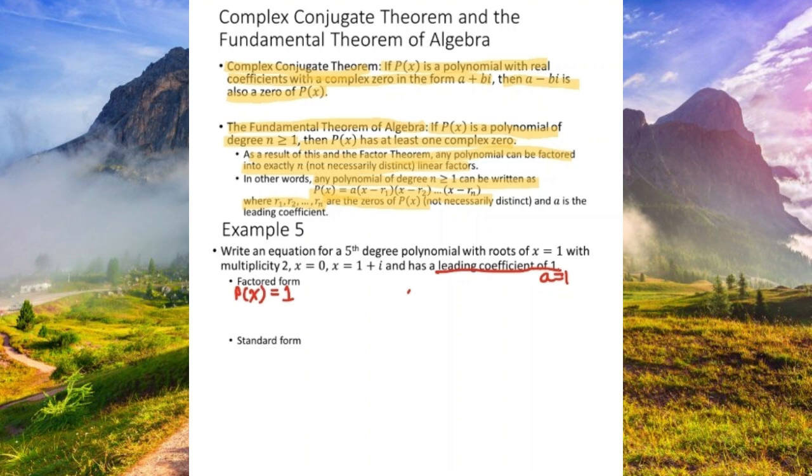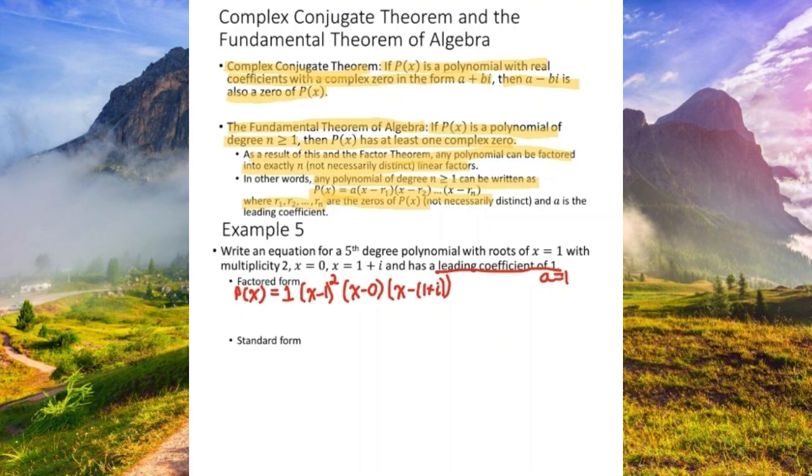Now, if we look at our roots so far, we're told that 1 has a multiplicity of 2, so x minus 1 is going to be a factor of p of x, but because it has multiplicity 2, this factor will be squared in our factored form. Our next 0 is 0 itself, so x minus 0 is a factor. And lastly, we're told that 1 plus i is a 0, so our next factor is x minus the quantity 1 plus i.